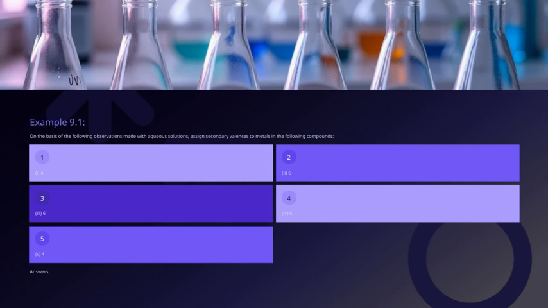This approach allows us to assign the correct secondary valence to a metal, which is crucial for predicting the structure and reactivity of these compounds. So, by analyzing these observed values, we can better understand the bonding environment of metals, which ties into the broader theme of how metals interact in different chemical contexts. This is key for predicting properties and designing new compounds in inorganic chemistry.